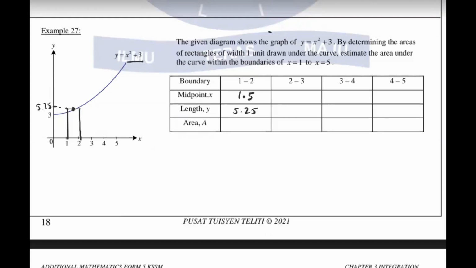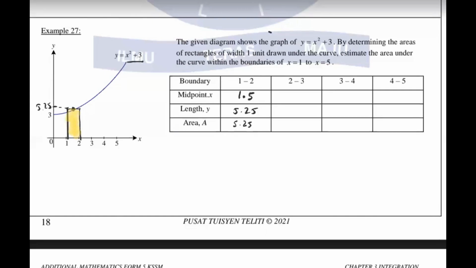So now we know this boundary from 1 to 2. What is the width? 1 unit, right? 1 to 2, the width is 1. Height is 5.25. What's the area of this rectangle? 5.25. Let me just highlight for you. This area is just 5.25.